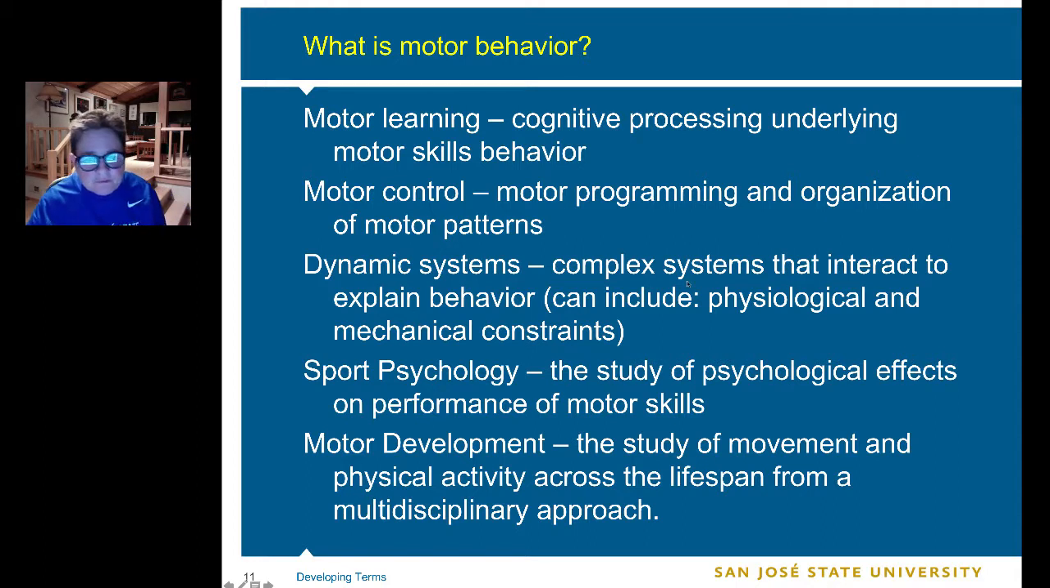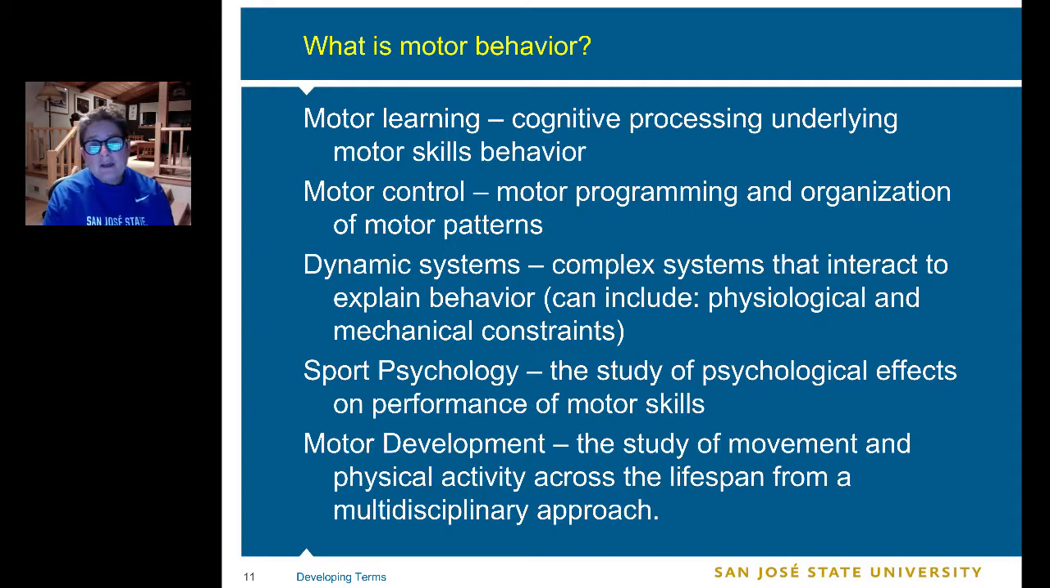In a dynamic systems approach, we take a complex systems approach to try to explain behavior. This can also include a psychological, physiological, or mechanical perspective, or the constraints of physiological, mechanical, and also psychological. Sports psychology is an interesting area. It's the study of the psychological effects on performance of motor skills. You could look at team dynamics, motivational strategies, one-on-one kind of clinical counseling in sport.